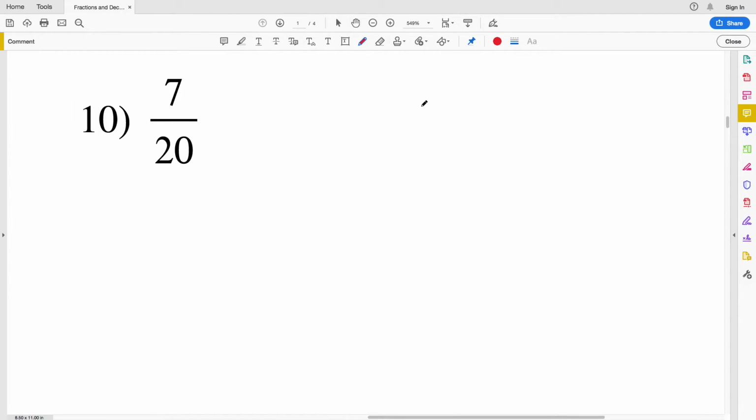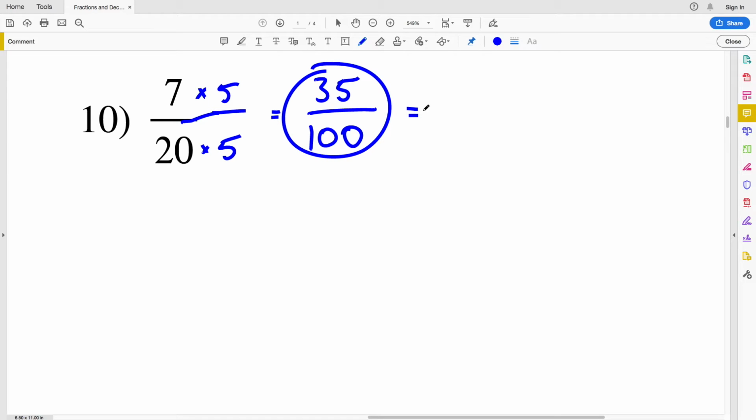Moving on to number 10, I have 7/20ths, which thankfully is another easy one. 20 goes into 100 evenly. So let's just multiply 20 by 5. And in doing so, I'll have to do the same to the numerator, multiplying that by 5 as well to get 35, because 7 times 5 is 35, over 100. So this is equal to 35 hundredths, 0.35.